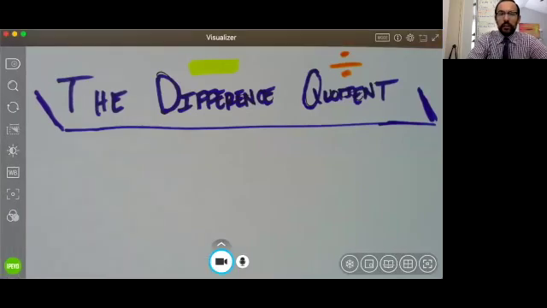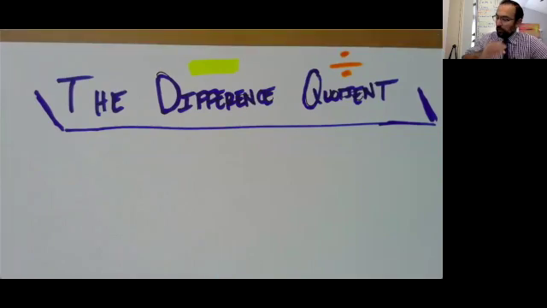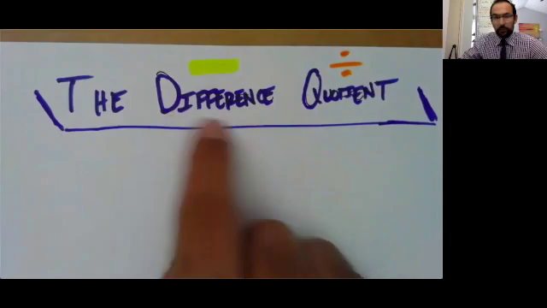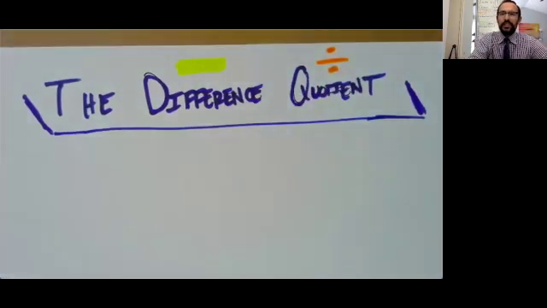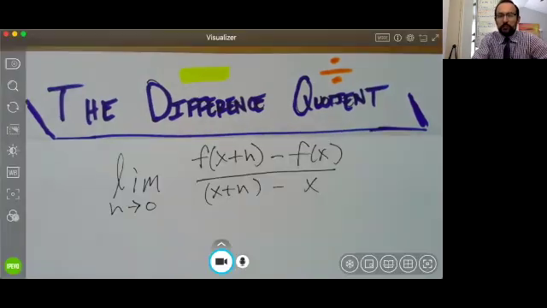Hey guys, today I'm going to walk you through an example of a limit problem using the difference quotient. So what is the difference quotient? Well, difference means subtract, quotient means divide. Okay, so that's what it is. It's just throwing a limit there. So let me show you what that looks like.